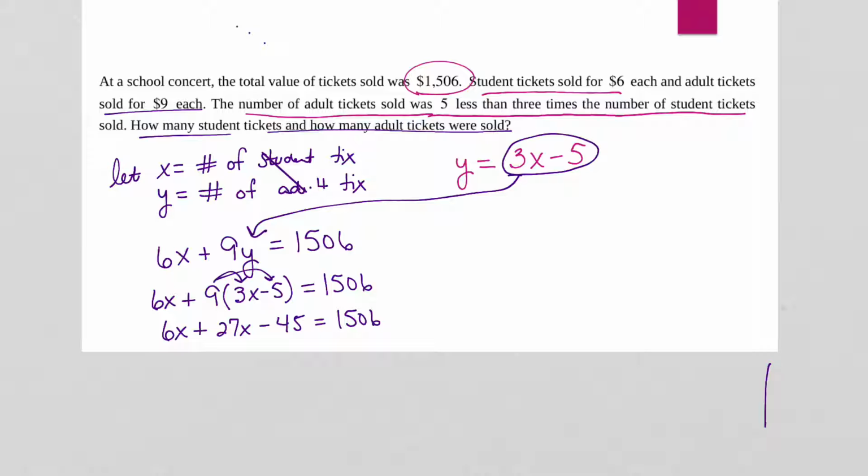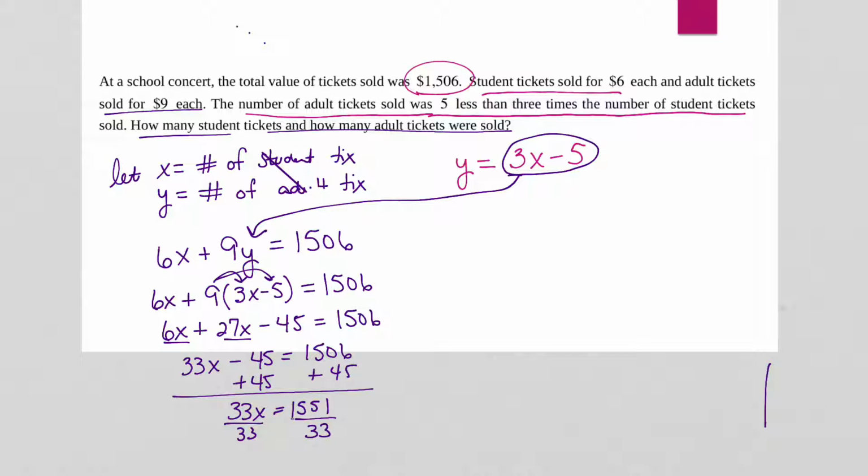I'm going to combine my like terms, so I get 33x minus 45 equals 1506. I'm going to add 45 to both sides, so I get 33x is equal to 1551. Divide both sides by 33. I get that x is equal to 47. So what does that mean?